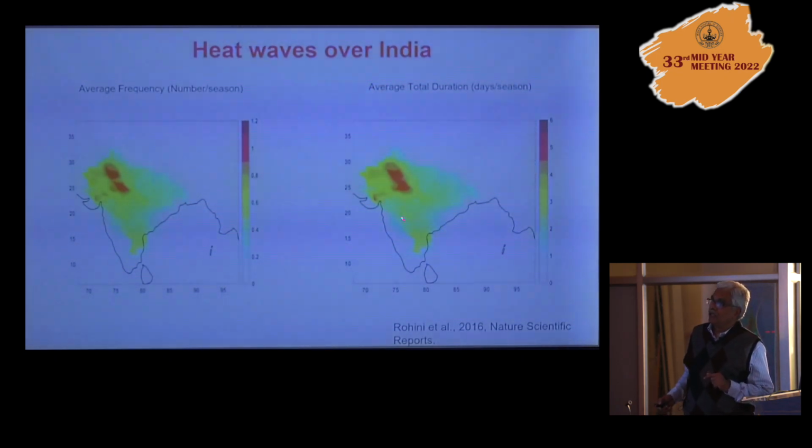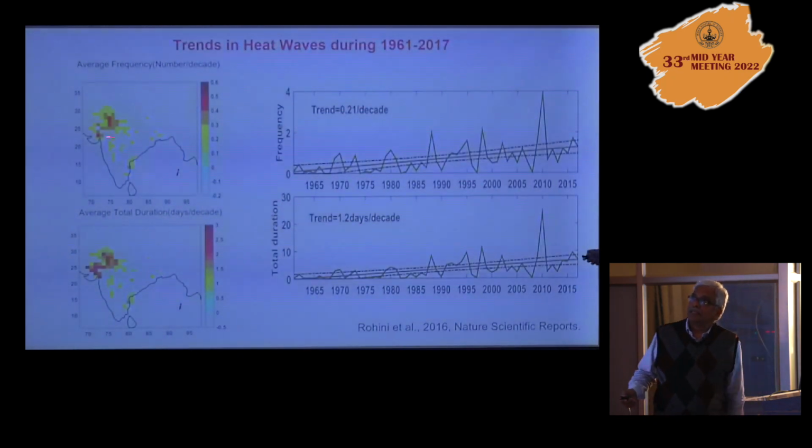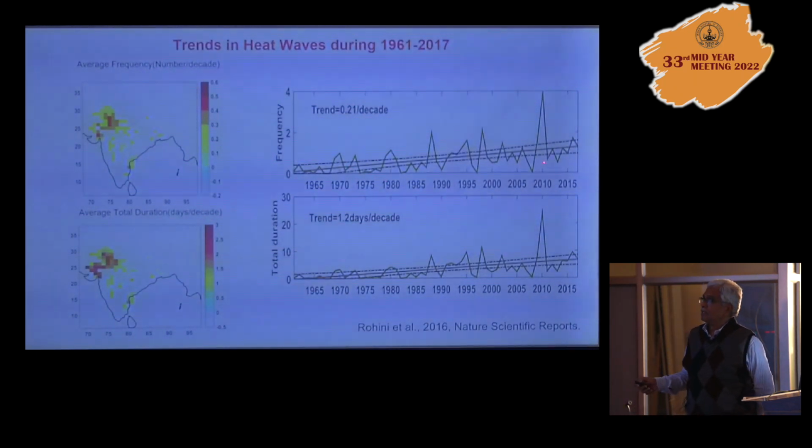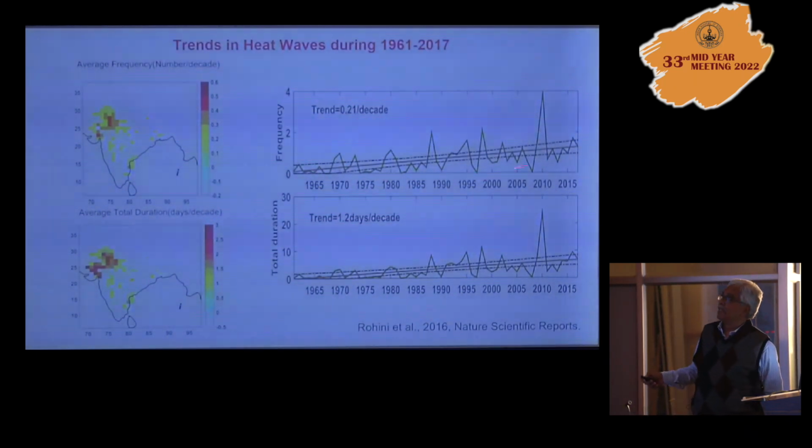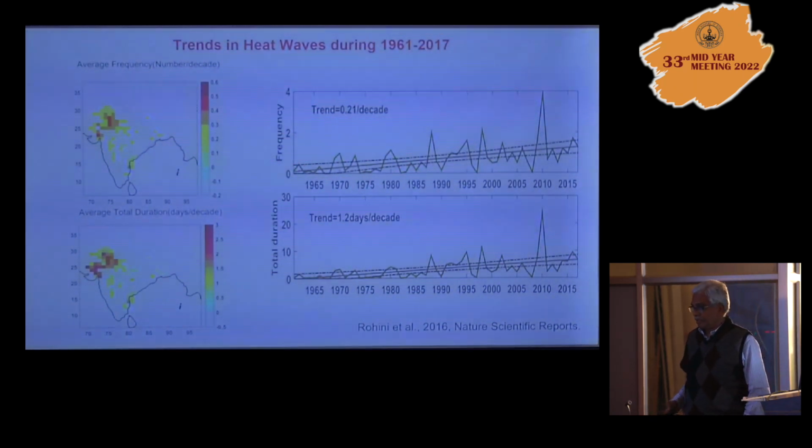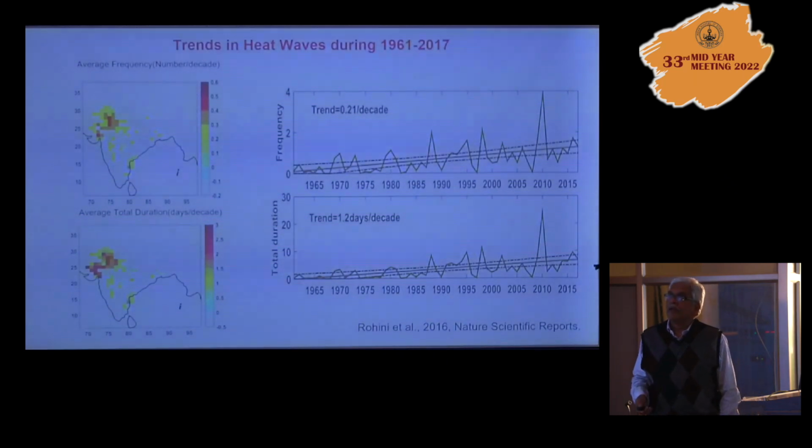And this is the average total duration over Northwest India as well as over coastal Andhra Pradesh. And there are changes. These are the trends in average frequency. You can see that the trends are increasing, and the frequency is increasing as well as the duration. It's almost 60, 67 years of data, and it's well quality controlled data, which clearly shows that frequency is increasing as well as the total duration of the heat wave.